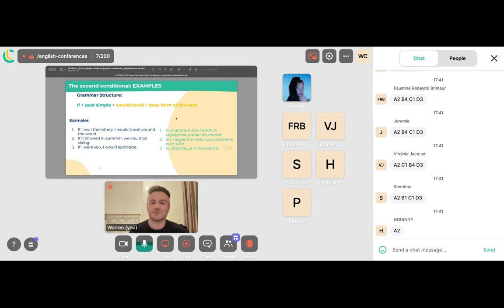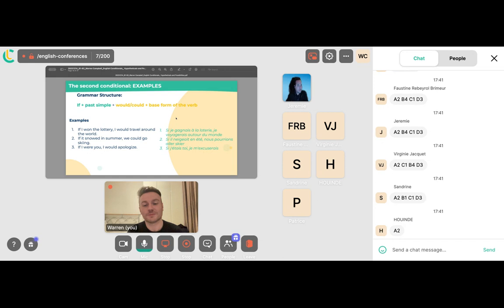We can see other examples here. If I won the lottery, I would travel around the world. Notice how the lottery is popular with this one. And you could also say, if it snowed in summer, we could go skiing.